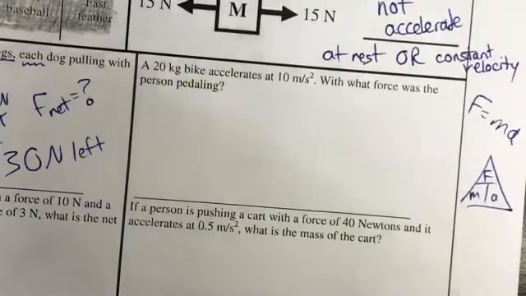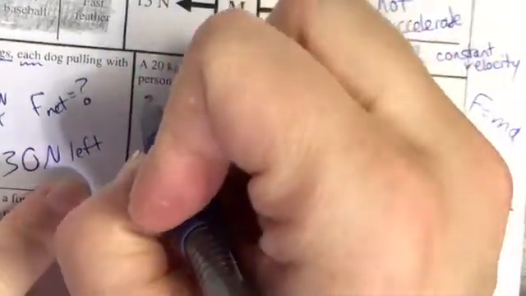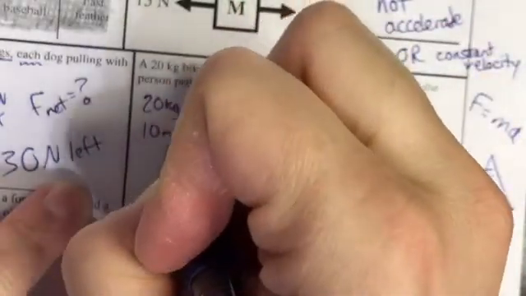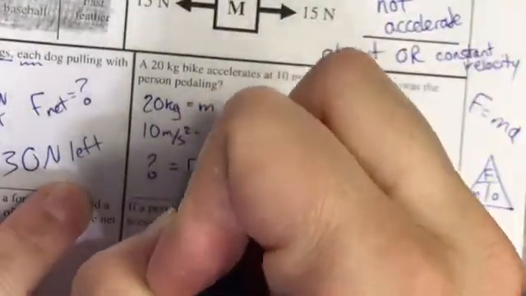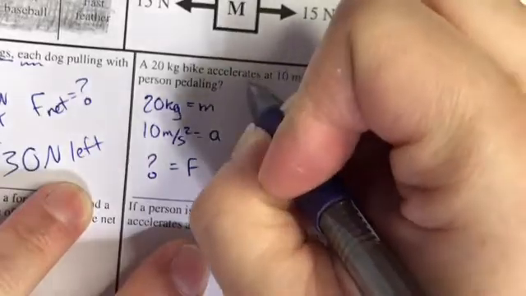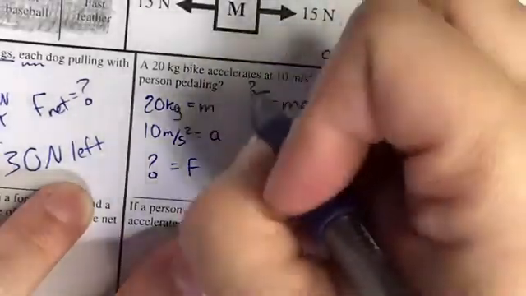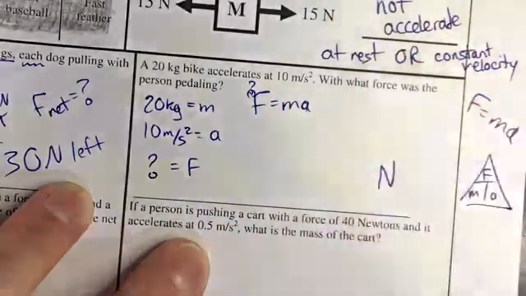Okay. On these problems, 20 kilogram bike, it's measuring the mass, 10 meters per second squared, measuring the acceleration. Question is asking for the force. If force is the question, do we need to rearrange the formula? No, we do not. So you can plug in your numbers. Remember, your units of measure for your answer are going to be newtons.